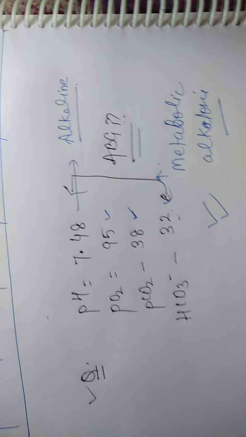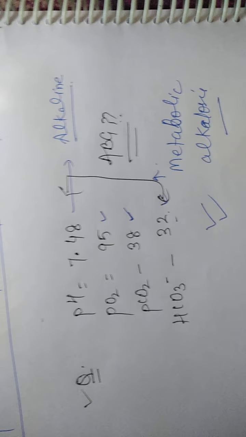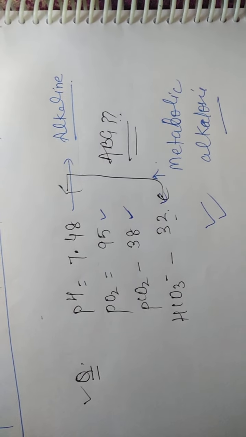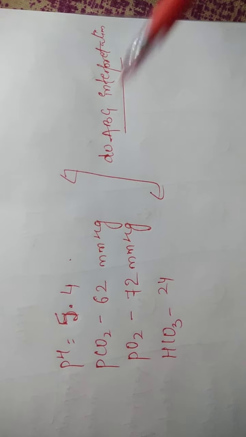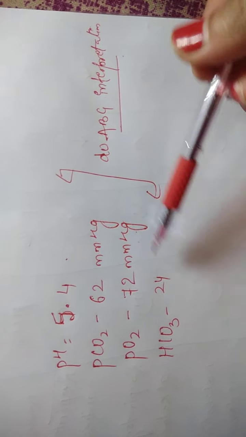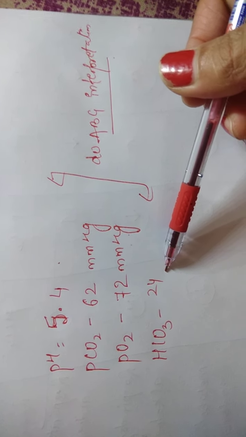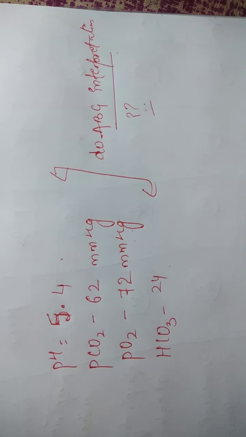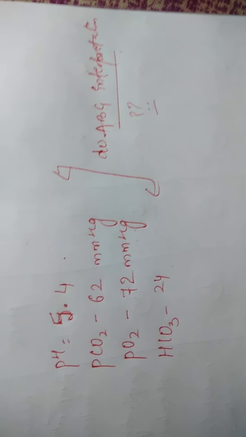This type of question is asked in competitive exams. One question for you, you can answer in the comment box. The pH is 5.4, PCO2 is 62, PO2 is 72, HCO3 is 24. So do the ABG interpretation and tell whether the person is having respiratory or metabolic acidosis or alkalosis.